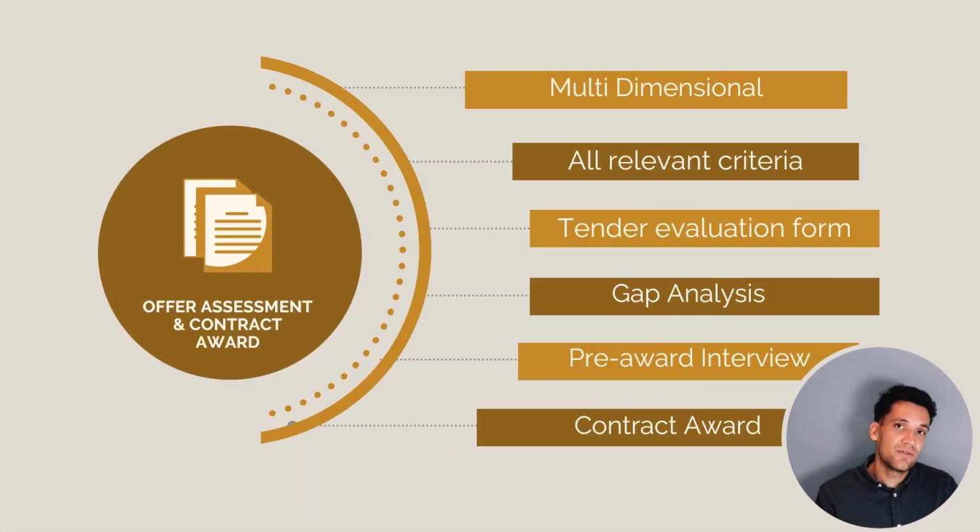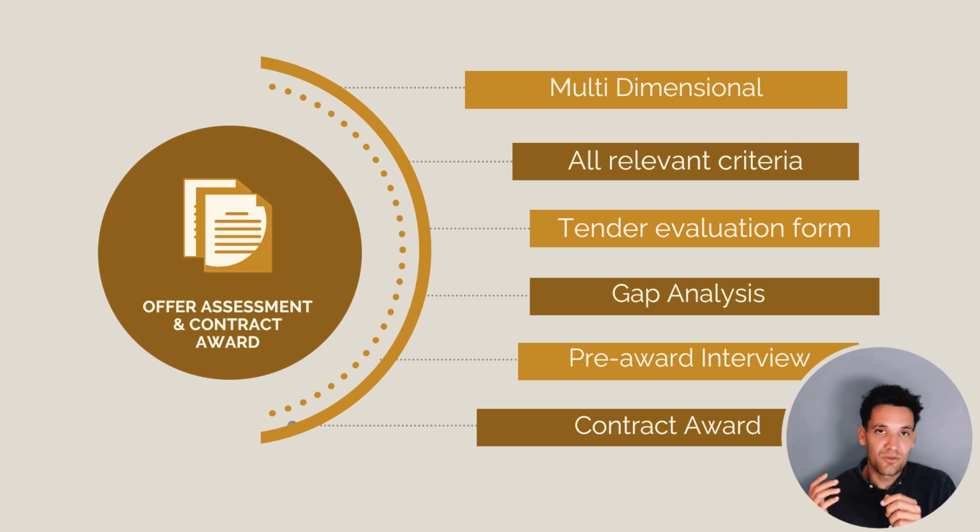Once we've received the quotes from our subcontractors, we then need to assess the offers and award a contract. So we want to do a comprehensive assessment of the quotes we've received. We want it to be multi-dimensional. We want to choose the best value for money subcontractor for the project, which means we need to consider everything. Not only the cost, but the schedule, the safety requirements, how capable they are to do the work. We want to consider all relevant criteria and capture this in a tender evaluation form where we score their offers.